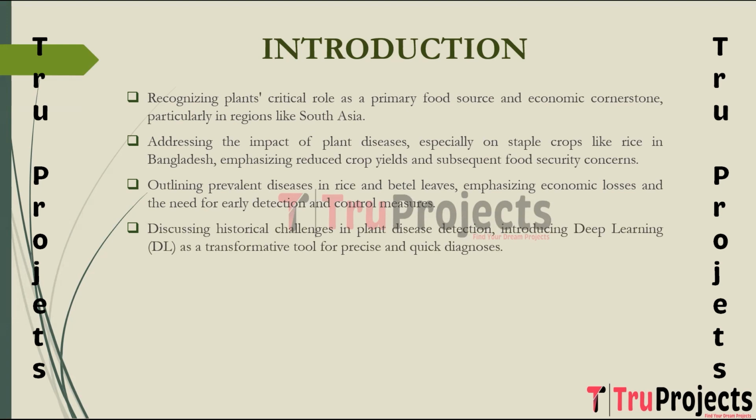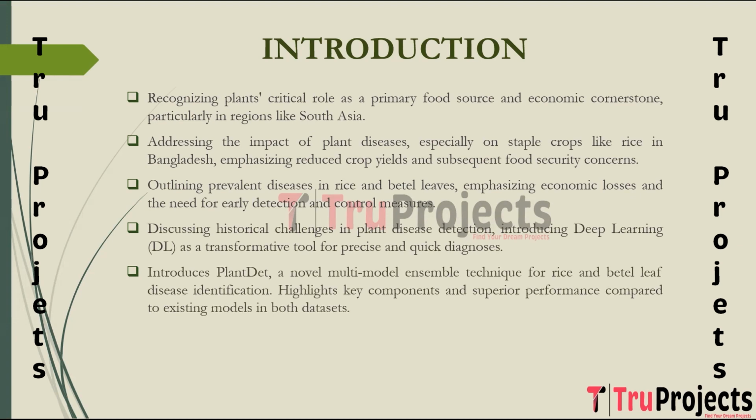It introduces the concept of deep learning as a transformative tool for computer vision based disease detection, acknowledging its capabilities. The project proposes a novel multimodal ensemble technique called PlantDet for identifying rice and betel leaf diseases. It introduces key components of the model, including its basis on Inception ResNet v2, EfficientNet, and Xception models. The contributions of the project, such as efficient data augmentation, pre-processing techniques, and optimization strategies, are highlighted, along with the model's superior performance compared to existing state-of-the-art models in both rice and betel leaf datasets.